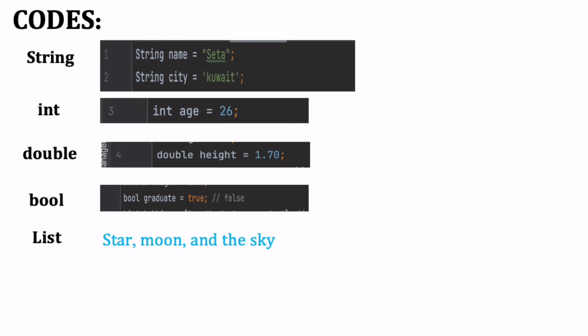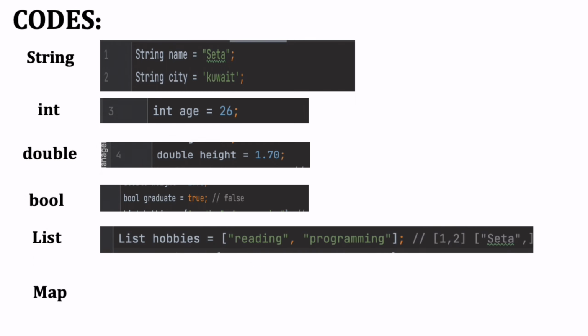List is a list of variables, multiple variables, written between brackets. Maps have variables in a key and value structure, like name, theta, age, 26.